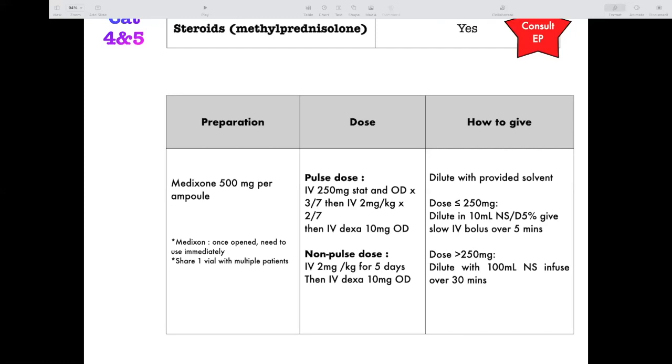If we give the pulse dose of 250 mg, we must dilute in 100 ml of normal saline and infuse over at least 30 minutes. If the patient's dosage is less than 250, instead we dilute in 10 ml and infuse with slow bolus over 5 minutes.